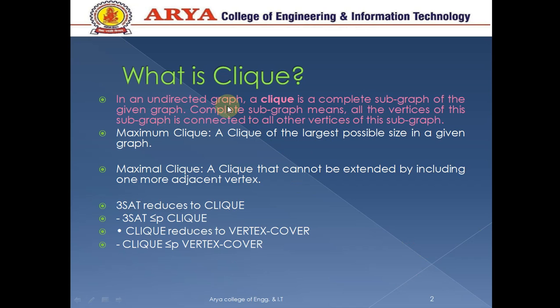In an undirected graph, a clique is a complete subgraph of a given graph. The complete subgraph means all the vertices of this subgraph are connected to all other vertices of this subgraph. That means in this part of the graph, all the vertices are connected to each other. Then what is the maximum clique? A clique of the largest possible size in a given graph is known as the maximum clique.